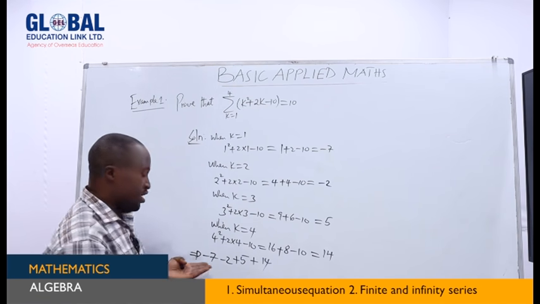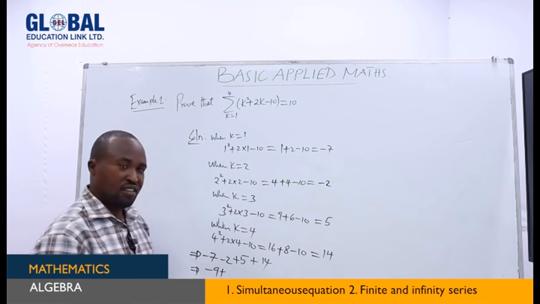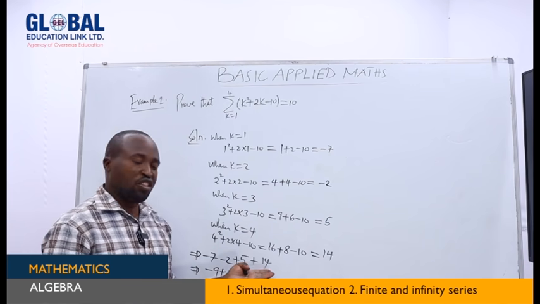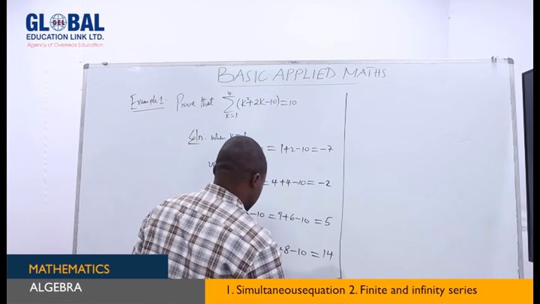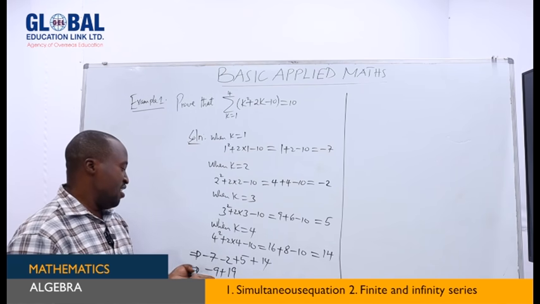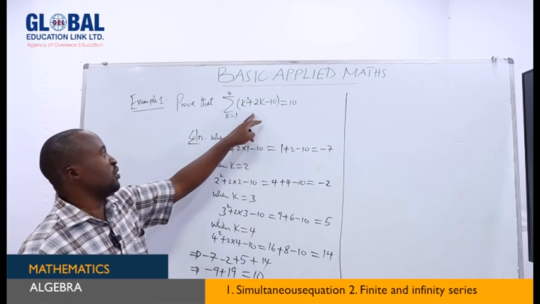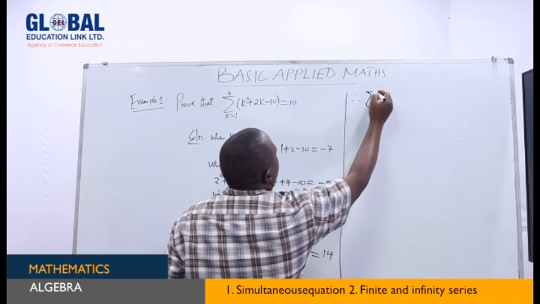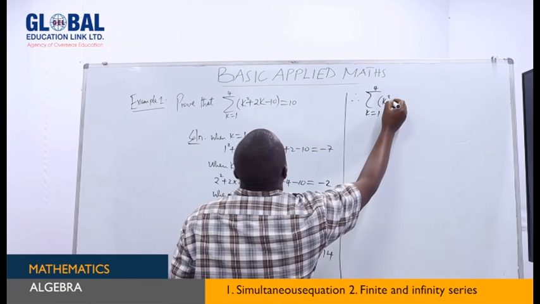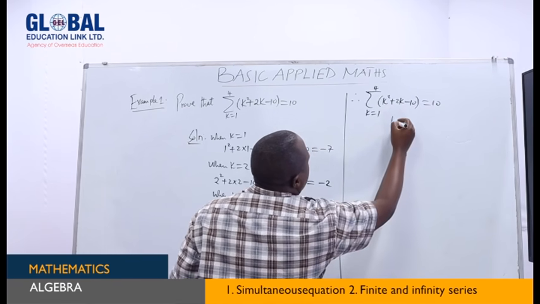So here we have negative 7 minus 2, that is negative 9, then plus 5 plus 14, that is 19. So here we are going to have negative 9 plus 19 is equal to 10. Therefore, it is true that this expression is equal to 10. So we say the summation of k squared plus 2k minus 10, from k is equal to 1 to 4, is equal to 10. That is hence proved.